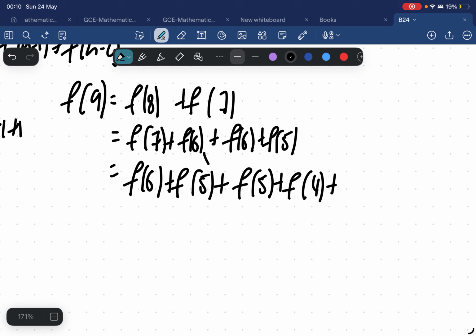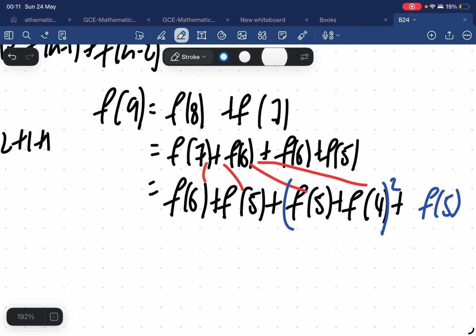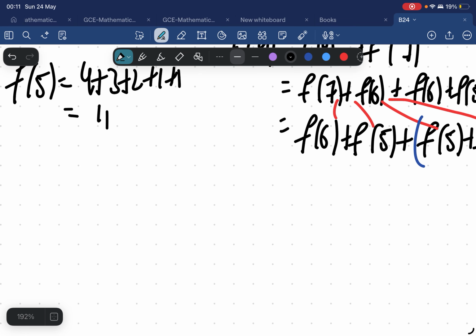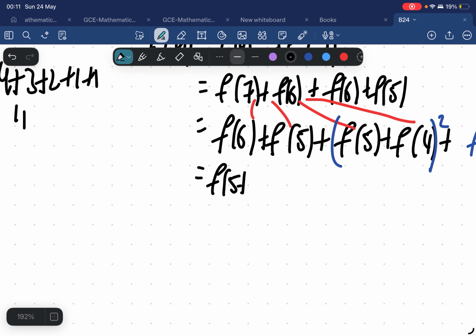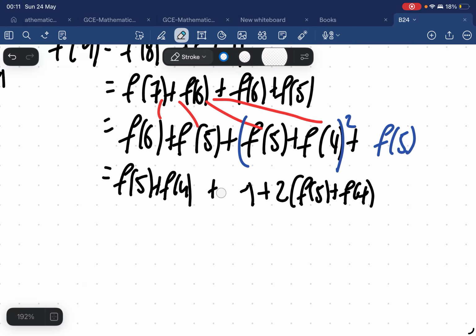Oh goodness. Wait, that's from this too. So let me draw. So let me say 6 plus a square. f(6) is probably 15. Let's say. So f(6) would be 16. Sorry, but it's just f(5) plus f(4) plus f(5) plus 2. f(5) plus f(4), 2 f(5).